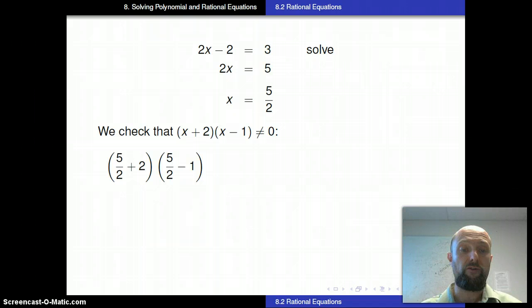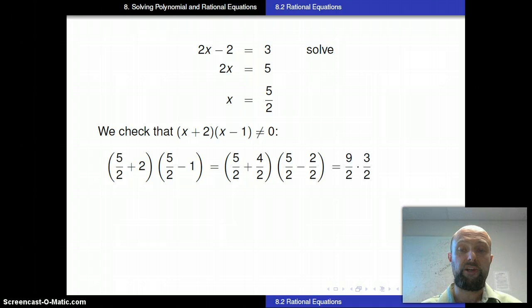So (5/2 + 2)(5/2 - 1). We put everything on common denominator 2. So we get (5/2 + 4/2)(5/2 - 2/2), which is 9/2 times 3/2, which is 27/4. And that is not equal to 0. So now we know that the solution is x = 5/2.